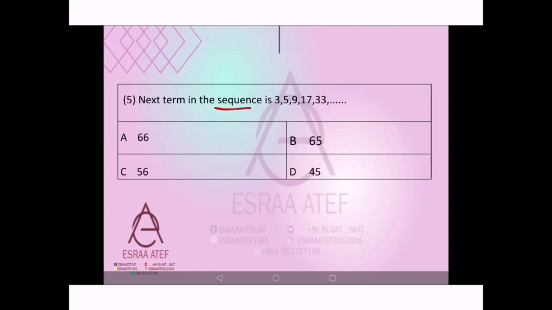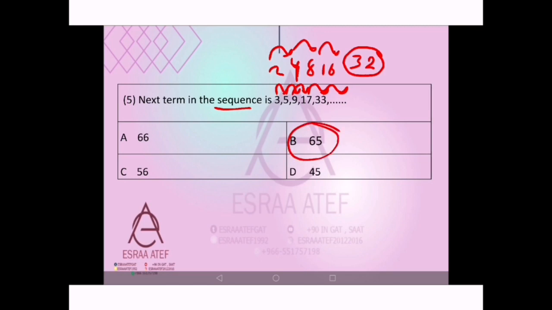Next one here, we have a sequence which is 3, 5, 9, 17, 33, and we want to complete it. So what will the next one be? Here we add 2, here we add 4, here we add 8, and here we add 16. We notice that each time we multiply by 2, so 16 times 2 is 32. So we will now add 32. 32 plus 33 is 65, so the answer will be 65.